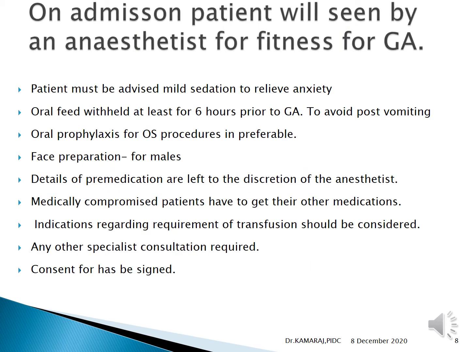After the patient has been admitted, that patient will be seen by an anesthetist for fitness for general anesthesia. So if you have referred a patient, you need to give a form stating your provisional diagnosis, why you are admitting the patient, and why you want to carry out those procedures under general anesthesia. You write in brief and send it to the hospital for admission. The hospital will get your admission letter and then admit the patient, and they'll send a referral to the anesthetist to give fitness for general anesthesia.